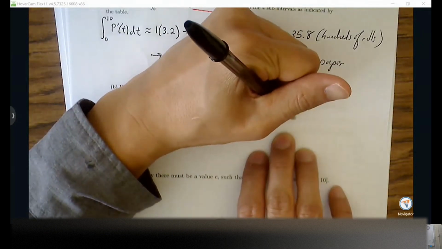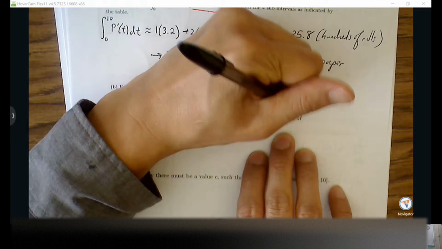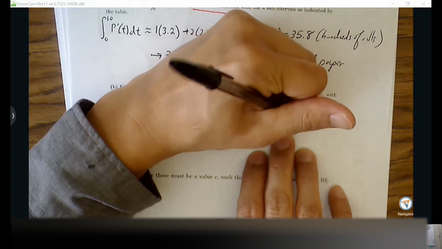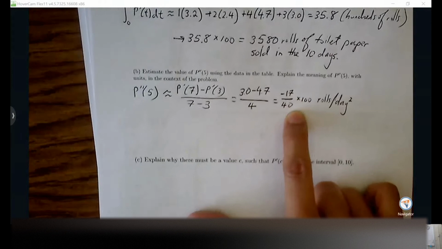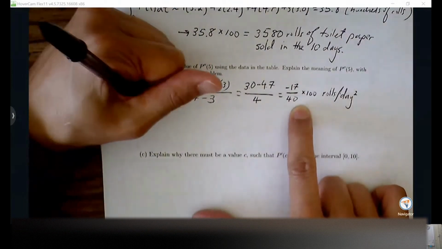It's also hundreds of rolls. So I'm going to multiply this through so I can get a more accurate number.